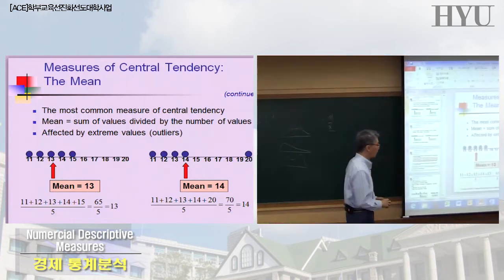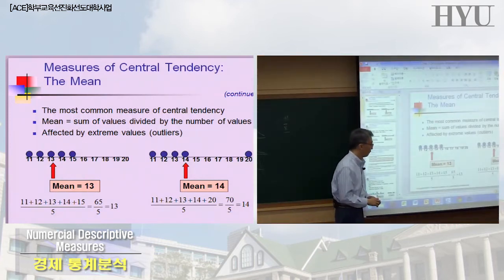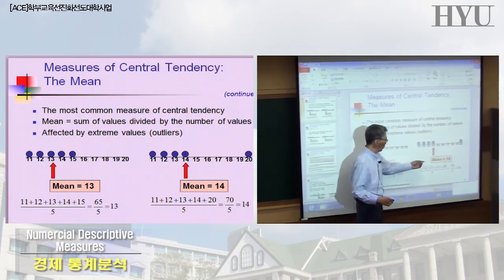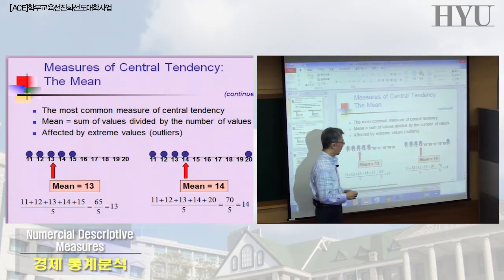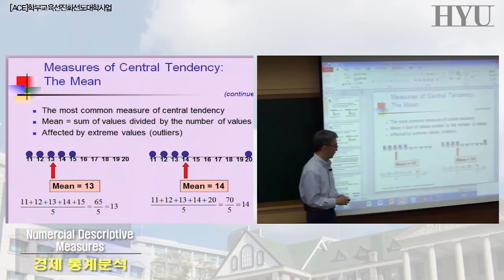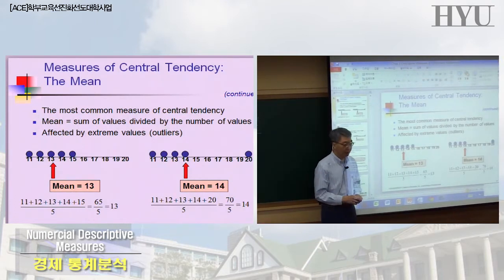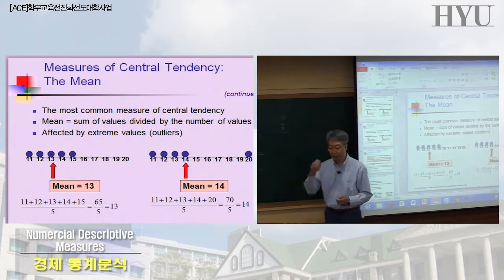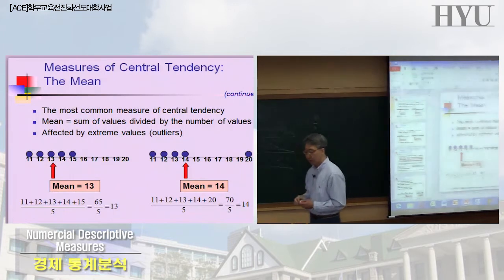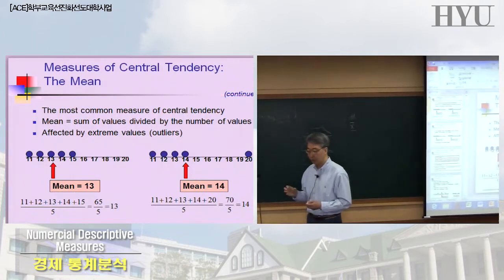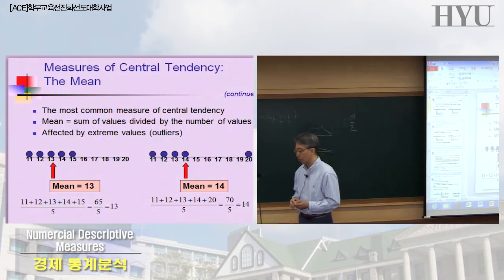But we had, suppose, 11, 12, 13, 14, but one last number was pretty large, like 20. Then, immediately the mean changes. Mean becomes 14 instead of 13. So when we have some extreme values, the values that are quite different from the rest of the values, then mean changes. Mean is sensitive to extreme values or outliers.